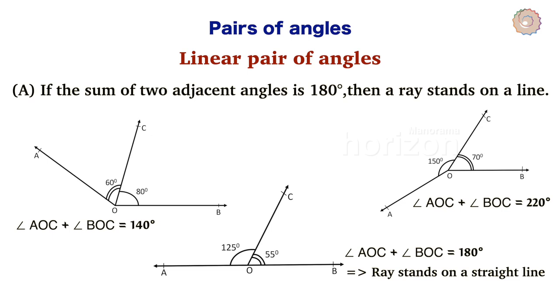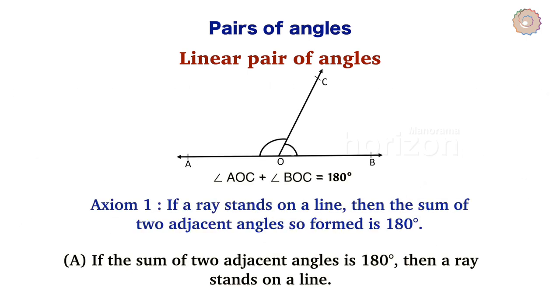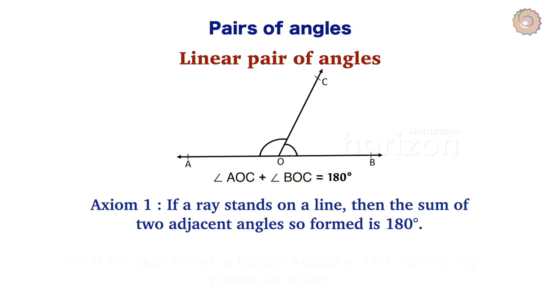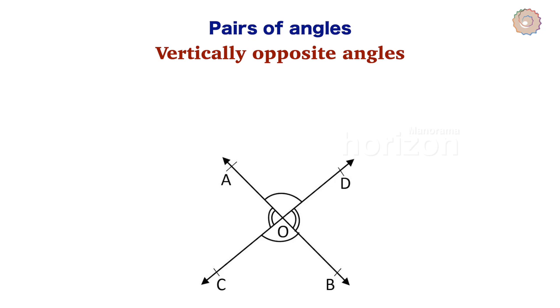Since the statement A is true, we can write it as the second axiom of linear pairs of angles. That is, if the sum of two adjacent angles is 180 degrees, then the non-common arms of the angles form a line. Since these two axioms involve linear pair of angles, they together form the linear pair axiom. So, this is all about adjacent angles and linear pair of angles. Now, what about vertically opposite angles?